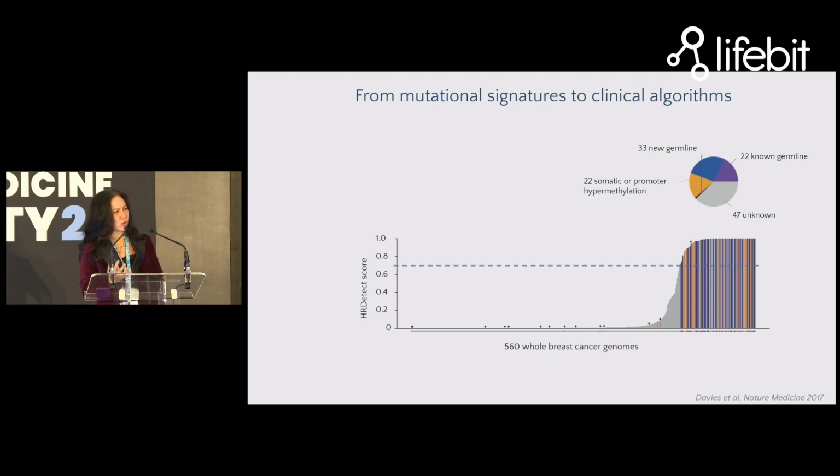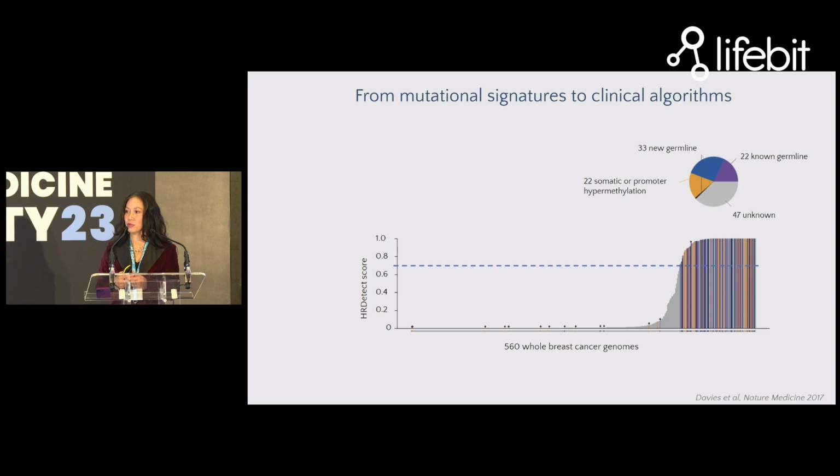Okay, then if you look at the causes of why they have this high HRDetect score, this BRCA-ness, you find that some have known germline mutations. They were known to have inherited BRCA1 and 2. Some of them did not know that they inherited BRCA1 and 2 cancer, so open a can of worms there. And some of them had acquired BRCA1 and 2 deficiencies, but 1/3 of the cohort did not have any genetic or epigenetic cause for BRCA1 and 2 deficiency, but they have the signatures, they have the patterns.